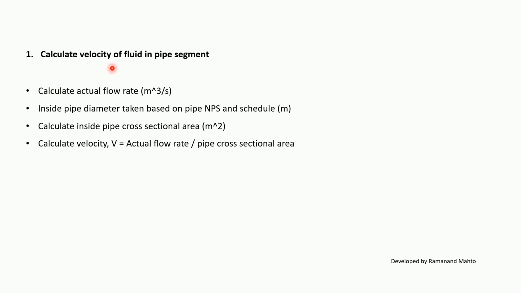First, calculate the velocity of the fluid in the pipe segment. So first of all, we have to calculate the flow rate in meter cube per second. Then find out the inside pipe diameter based on the NPS and schedule, in meter. Calculate the inside pipe cross section area in meter square. Then calculate the velocity, which is equal to the actual flow rate upon the pipe cross section area.